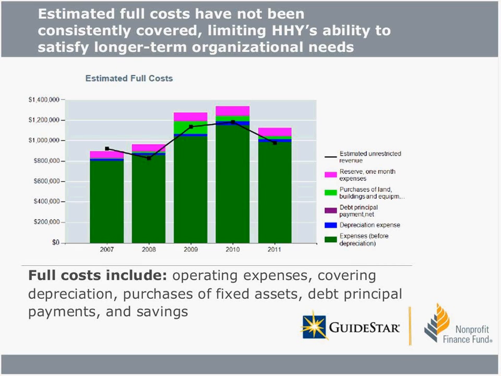And these can take into account balance sheet items, including purchases of fixed assets, debt principal payments if the organization has loans or other liabilities, and contributions to savings. For most organizations, covering all full costs in every given year is aspirational. Nonetheless, we recommend that organizations set revenue targets high enough to contribute toward full cost coverage.